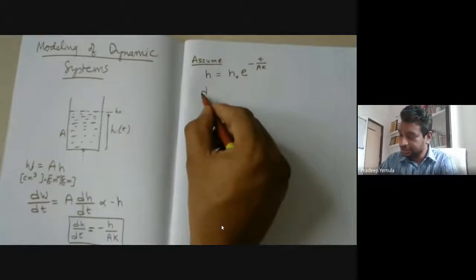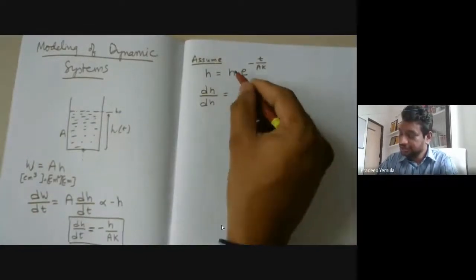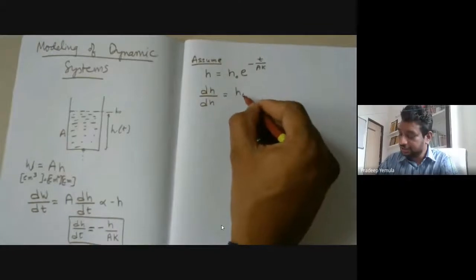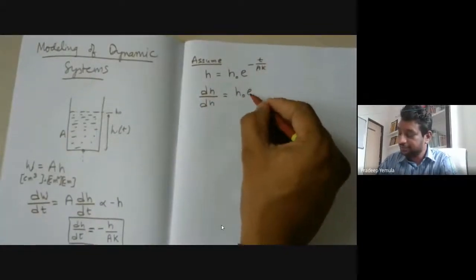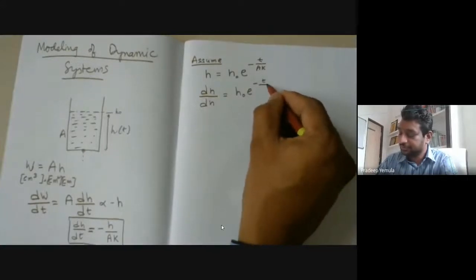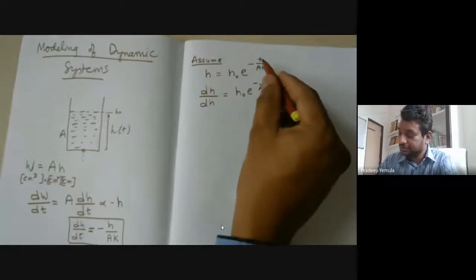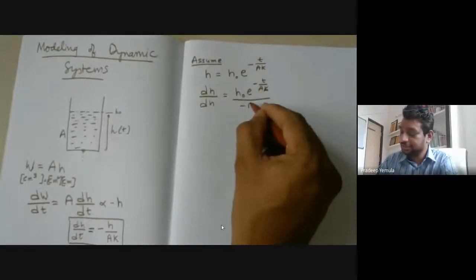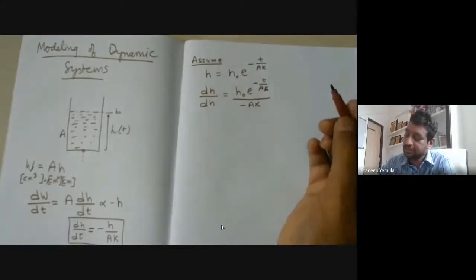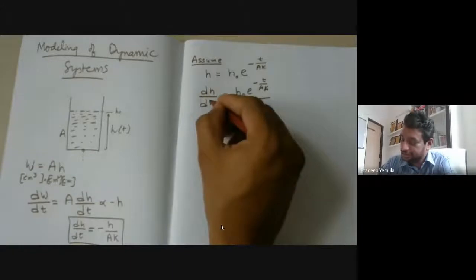Simply differentiate it. dH by dt is equal to, so h naught is constant, so it will be like this. The derivative of e to the power of x will be the same, e to the power of x. Now the derivative of t by this one will come in the denominator, minus aK. So this is the simple derivative of the numerator. Sorry, this is dt.